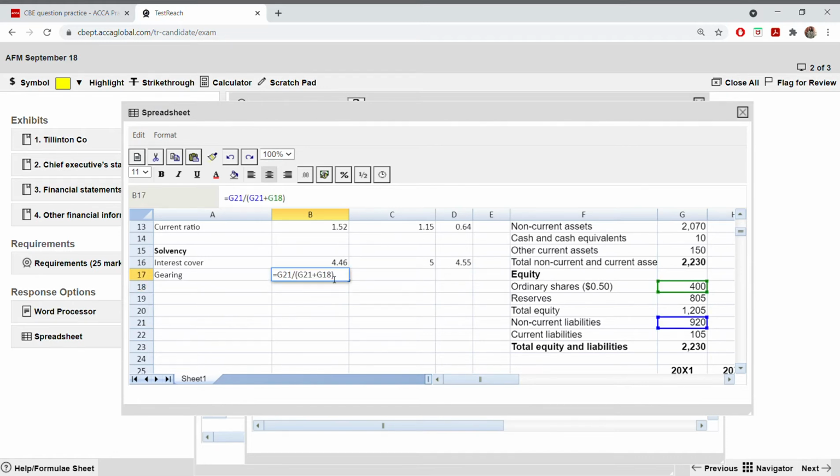Sorry, you cannot take 400, you have to take 800, because 400 divided by 0.5 is 800. Okay, first let's take it by book value, because this 800 is the book value, not the market value. Plus you have to add your reserves also.